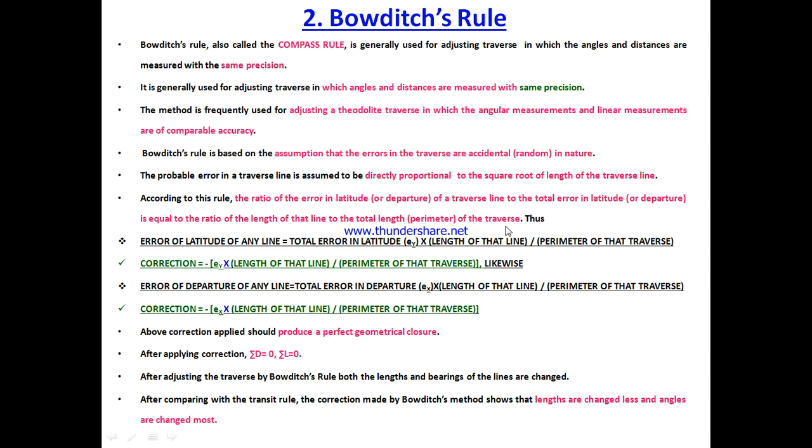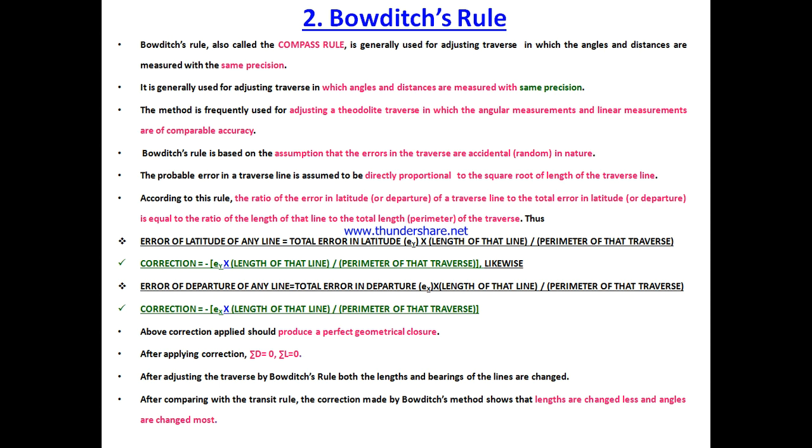Now here, the total length of the traverse we can say is the perimeter also. As I have already told you, error and corrections are equal in magnitude but opposite in direction. Means whatever error is there, if I need to make the correction for that error, then the same amount of value I have to either deduct or add.